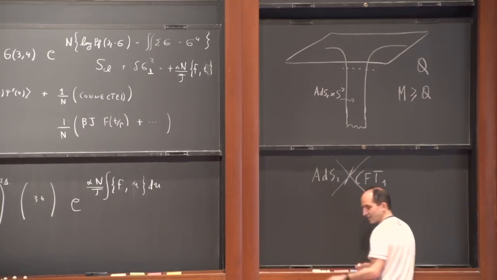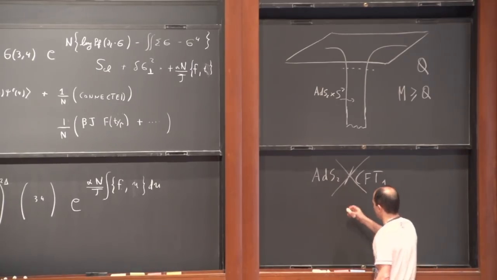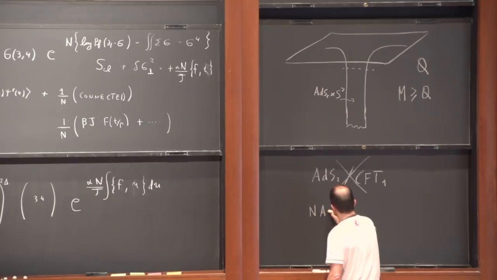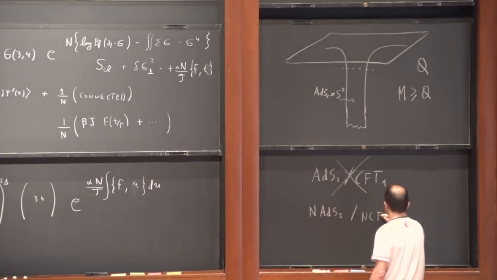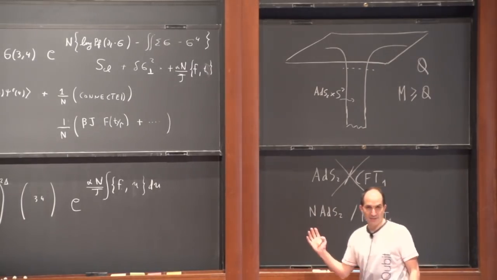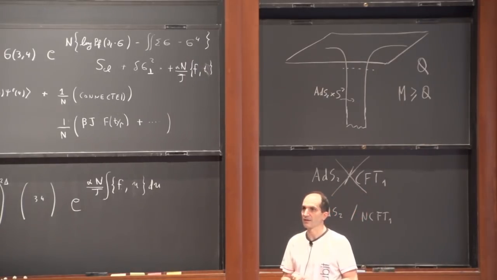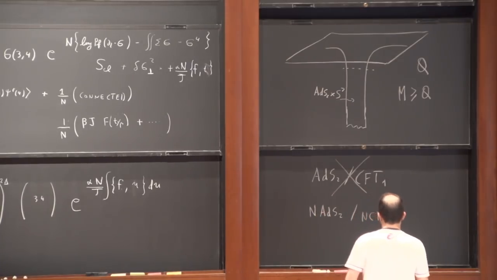But it's not completely wrong. So the idea is that the decoupling limit works differently in this case, and we have something which we will call nearly AdS2, nearly CFT1. An example of a nearly CFT1 is the SYK model at low energies, which is almost conformal, but the conformal symmetry is broken by a term like this in the Lagrangian.